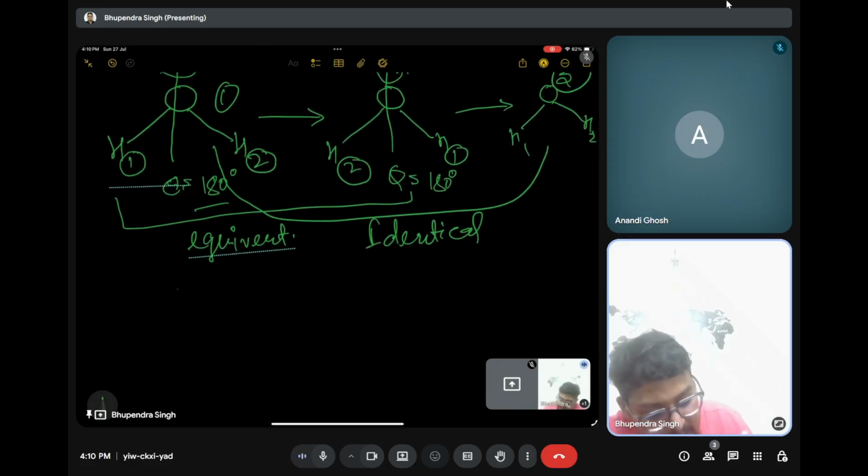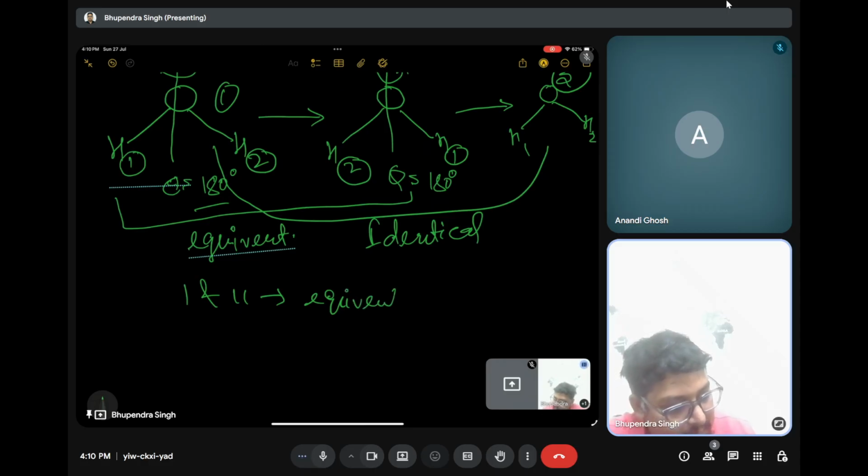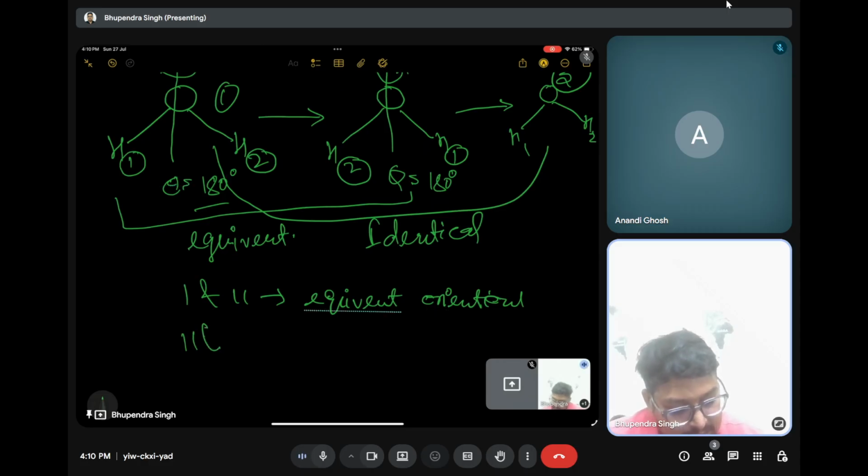So I would say 1 and 2 are equivalent orientations, and the first and third are identical.